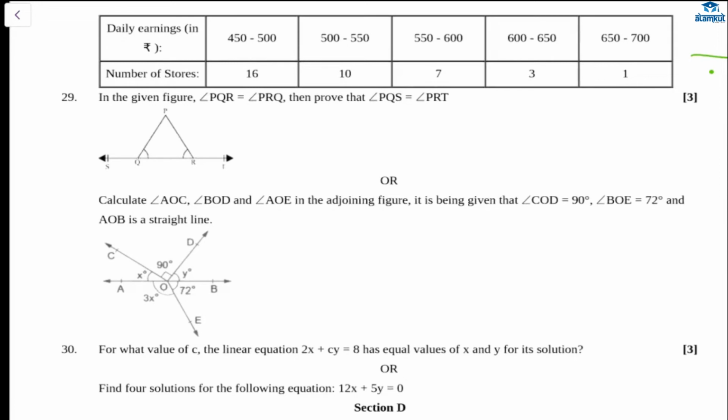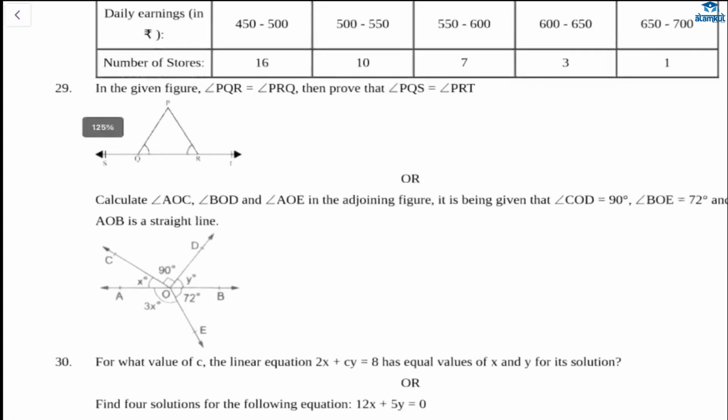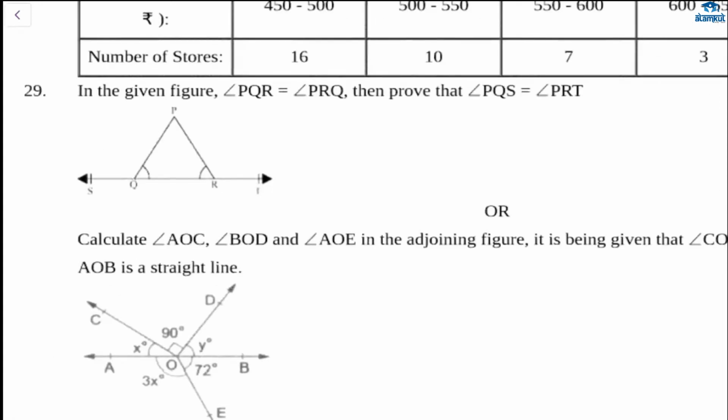Now 29, I think this was the same question that you discussed in the class. Anybody can tell me how we are going to do this? In the given figure, angle PQR is equal to angle PRQ. Then you have to prove that these two angles are equal. See, these two angles are already equal. It is given. In both the angles, you are going to add this, so it will also be equal, because we are adding the same quantity on both sides, from Euclid's axiom. We already know if we add the same thing to equal quantities, they will be equal.